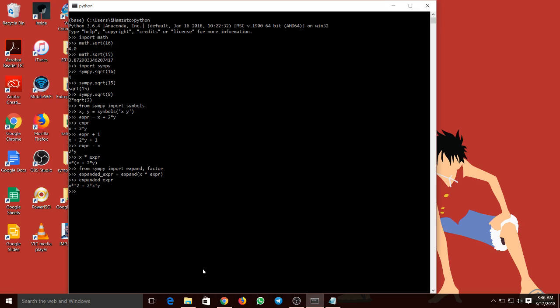If I want to take x out of the bracket, all I need to do is type factor, then bracket, expanded. You see, now the x is out of the bracket.